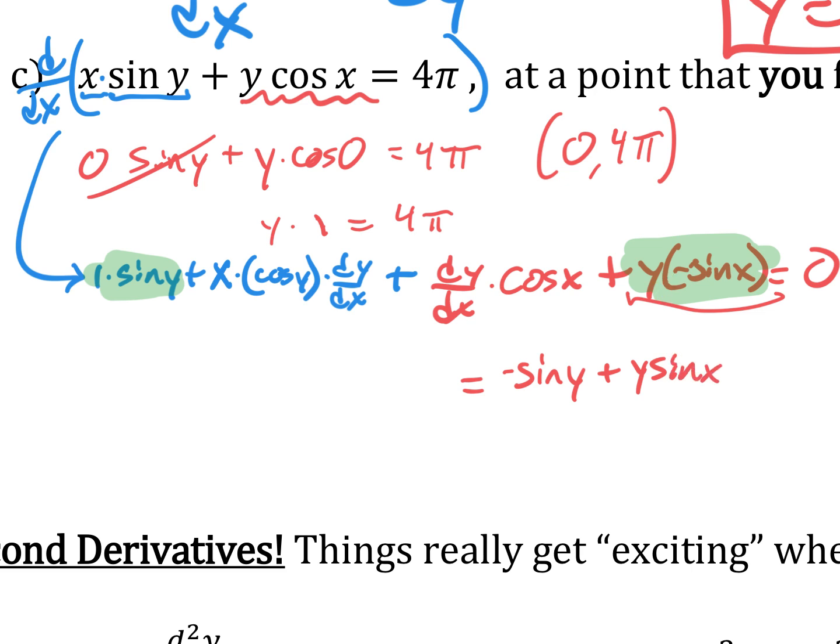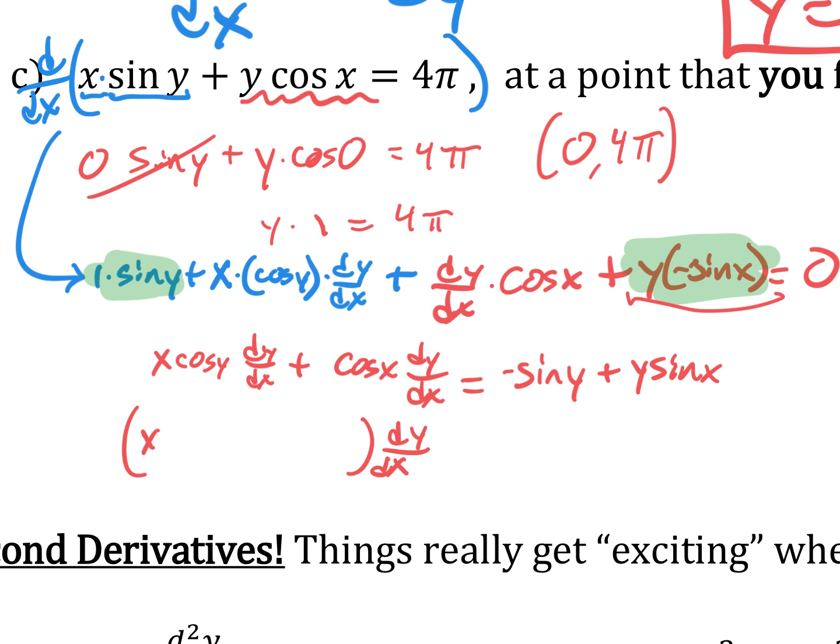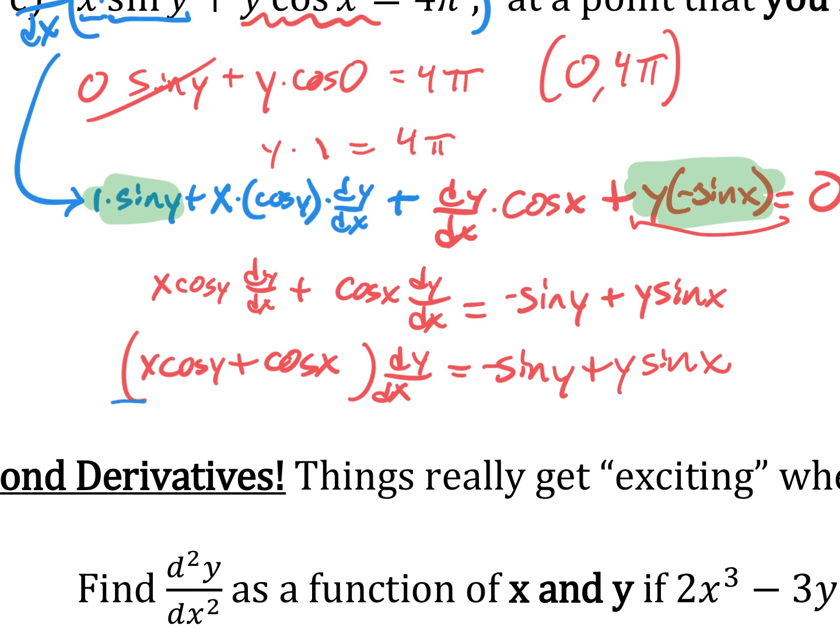And on this side, we have x cosine y times dy/dx plus cosine x times dy/dx. Now notice they both have a dy/dx. So that means we can factor that out: dy/dx times (x cosine y plus cosine x) equals negative sine y plus y sine x. Okay, so we factored out the dy/dx, and now, last but not least, we can divide by this whole thing in the parentheses, x cosine y plus cosine x.